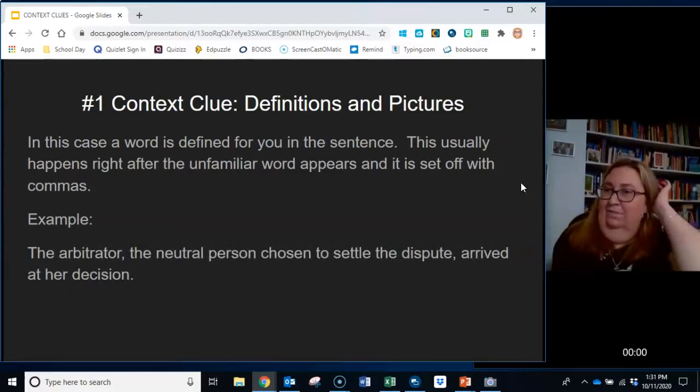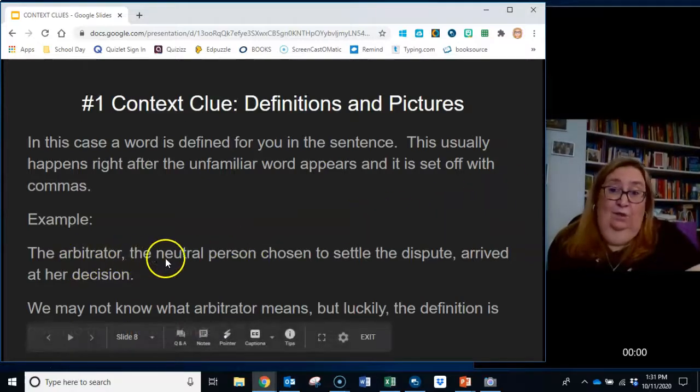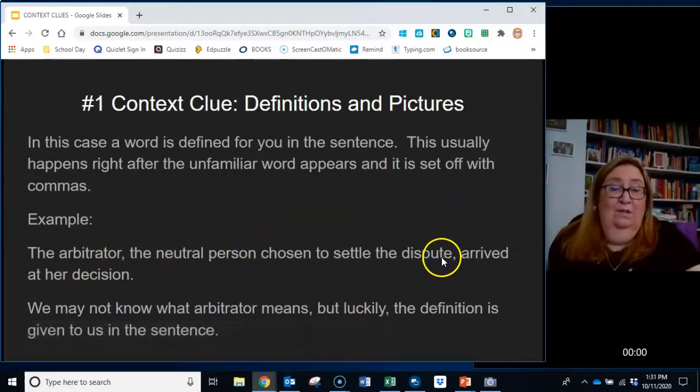Here's another example. The arbitrator, the neutral person chosen to settle the dispute, arrived at her decision. Now, arbitrator is not like apples. It's not a word I would know automatically off the bat, or you might not know automatically. But luckily, it tells us an arbitrator is a neutral person chosen to settle a dispute.